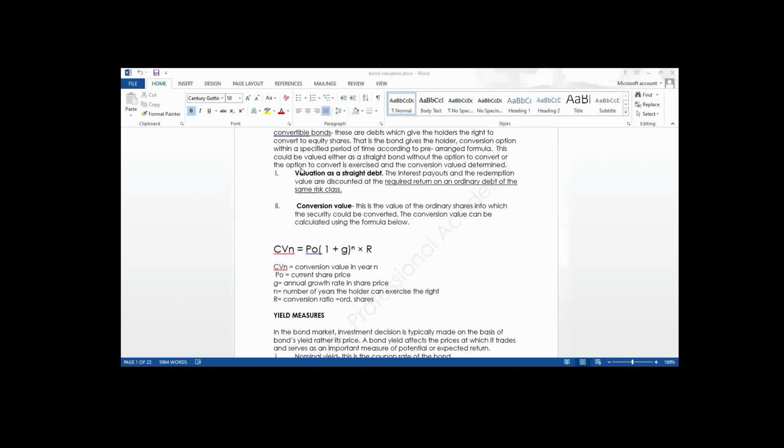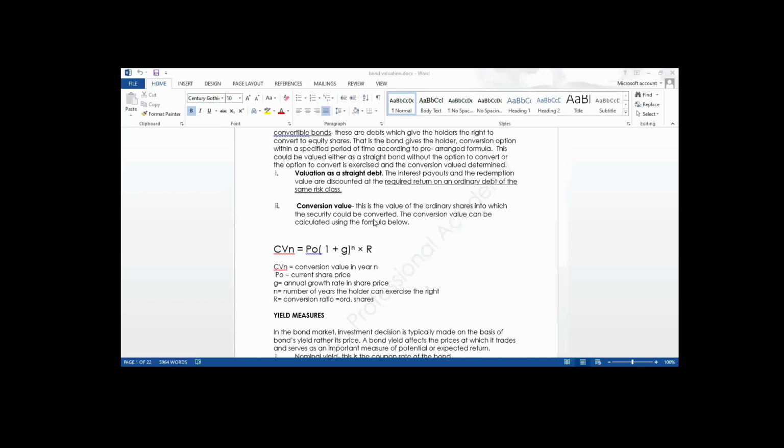You are going to calculate valuation as a straight debt. You are going to determine the conversion value as an equity. You now compare. Whichever one gives you the higher value will represent the value of your convertible bond.